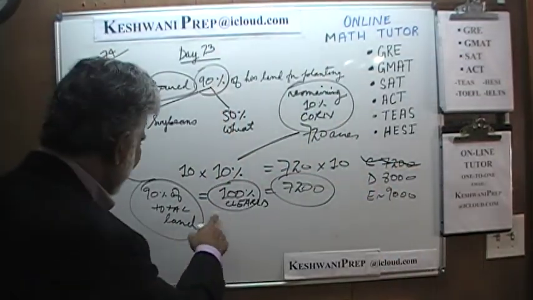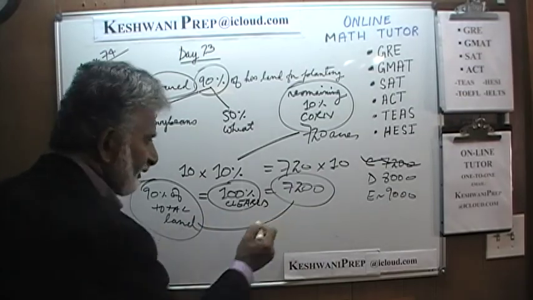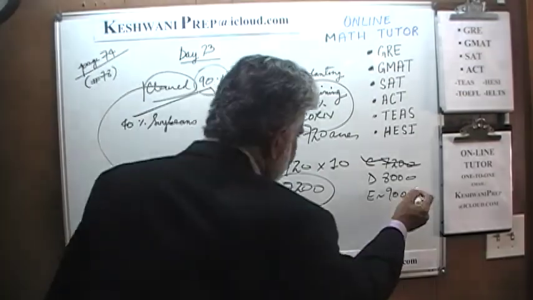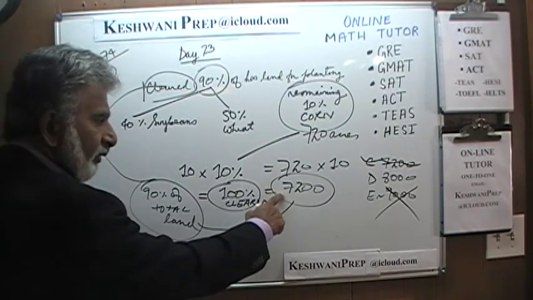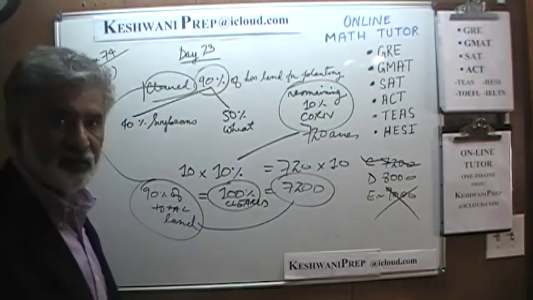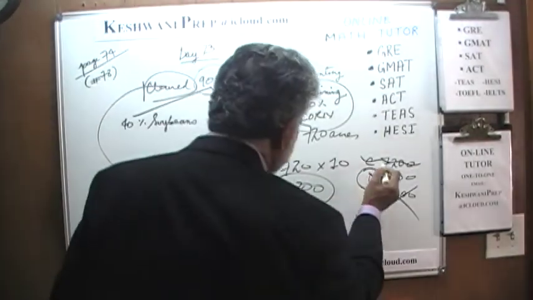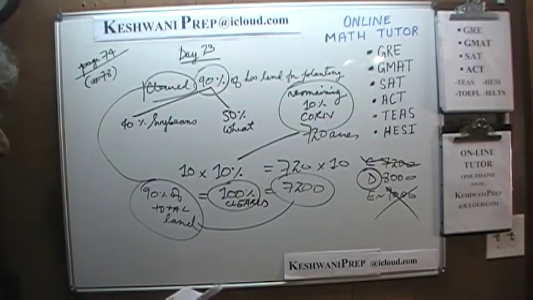And if this represents 90% of his land, obviously 100% is not going to be 9,000. You're not going to go all the way from 7,000 to 9,000 just because he has 10% more. The answer is D. That's all. Now, as far as the exam is concerned, we are done.